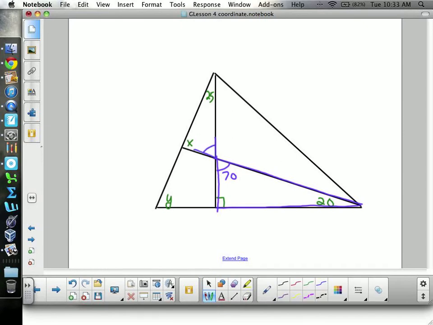So this angle here has to be 70 because they have to be congruent. This is 25 and that's 70. That's 95. So what's this angle going to be? 85. There we go.